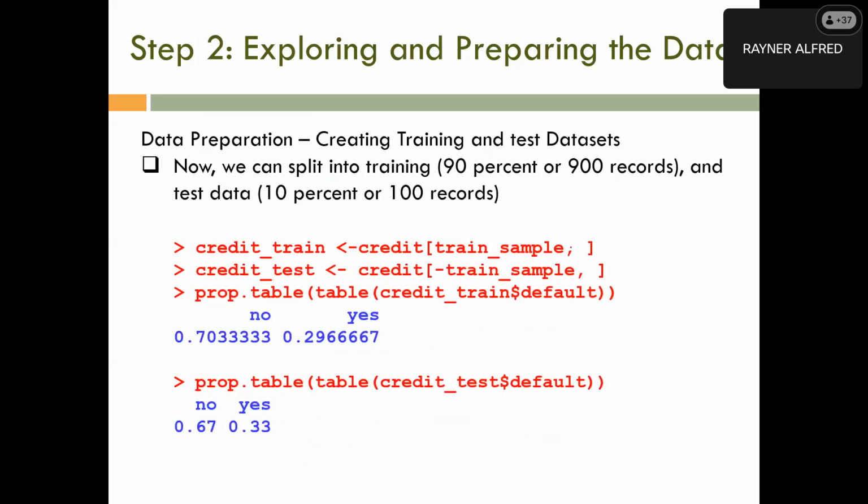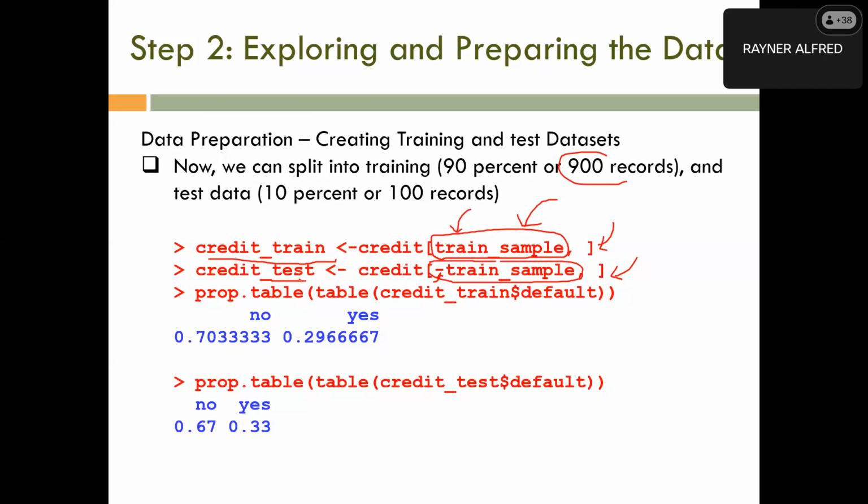From there we split them into training and testing. This one is just creating the data set for the training by including all the records listed in the train sample. The train sample is basically listing all the records for the 900 records that we have. So this one will be used for training, and the remaining, because we have minus here, that means we will not include all what we have here. So we will take the remaining as the test.